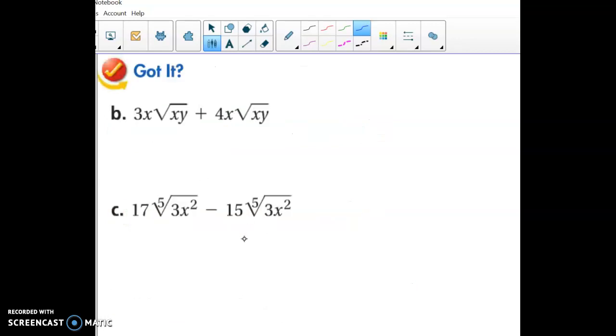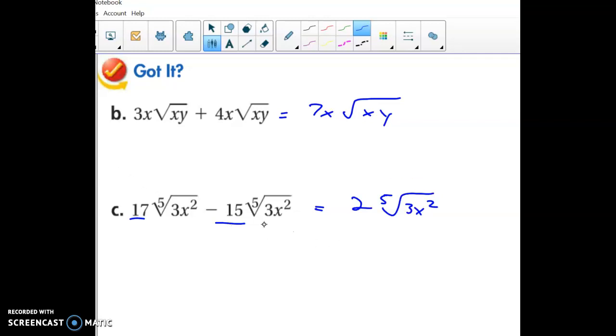All right, so that's pretty much it for the basic questions, right? They will get a little bit crazier, but hopefully this one would just be 7x, you add 3x and 4x. Like this one, you just minus these parts because everything matches, so you get 2 fifth roots of 3x squared. All right, so hopefully those aren't too bad questions.